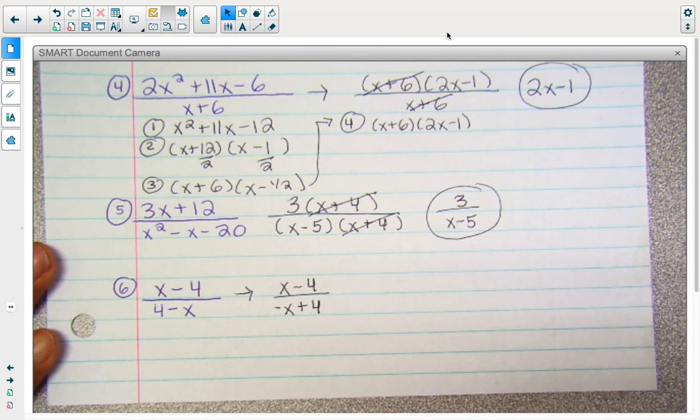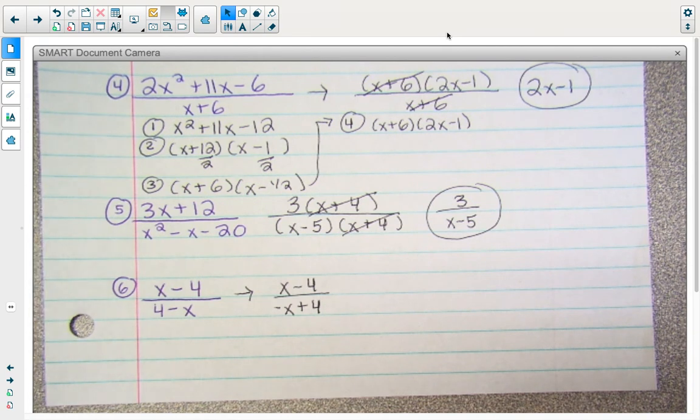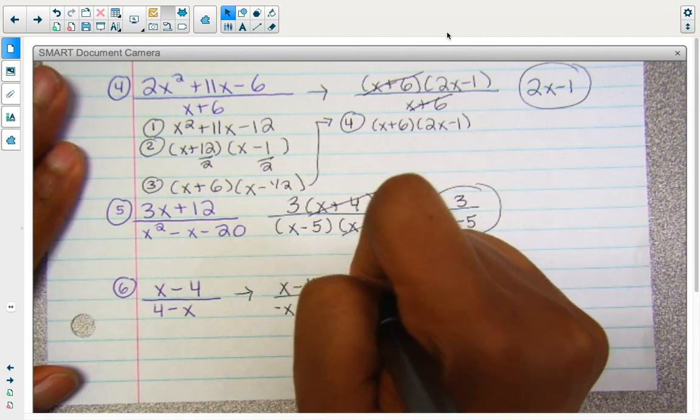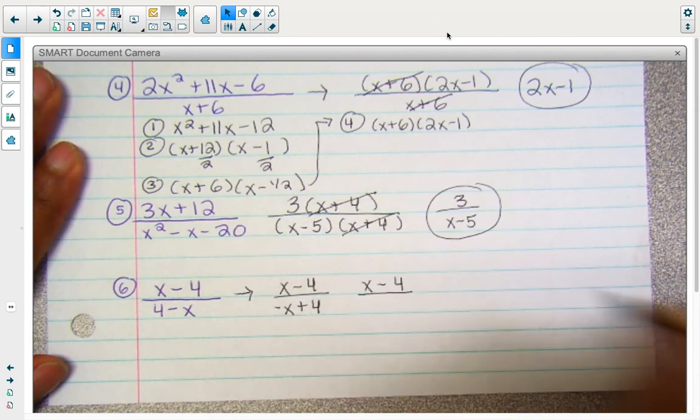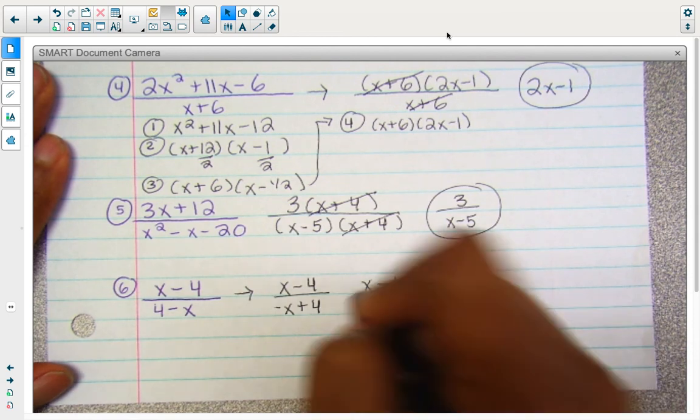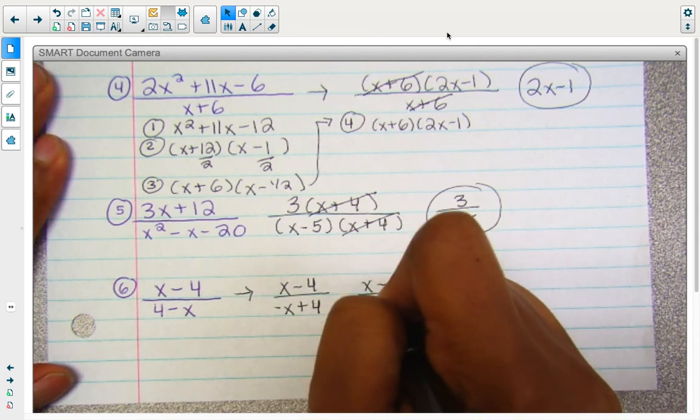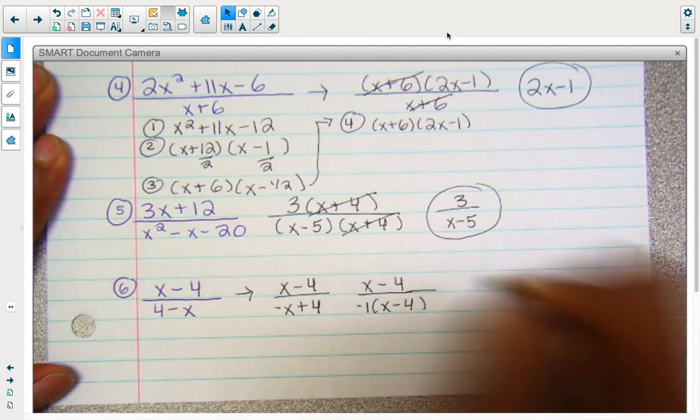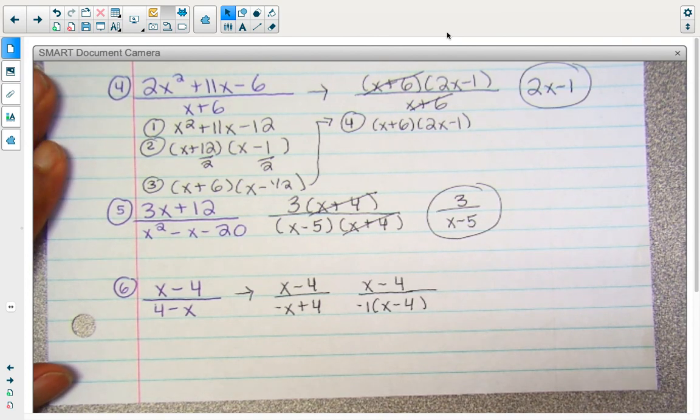So when things differ by a sign, I want you to factor out a negative 1, because multiplying by negative 1 all that does is change the signs of your terms. So this is going to give me x minus 4. I'm going to factor out negative 1. When you factor out negative 1, it's going to change your signs. So notice in the denominator, I factored out negative 1. And now my signs are exactly the same.